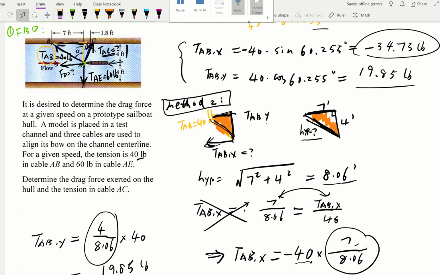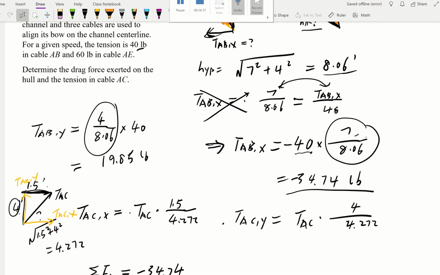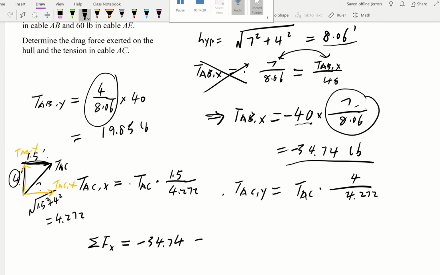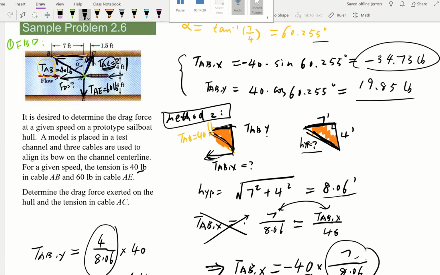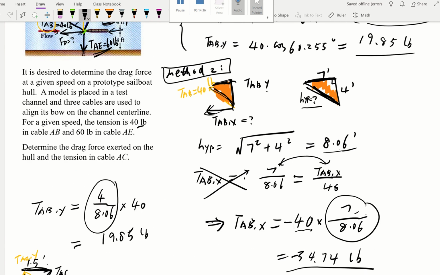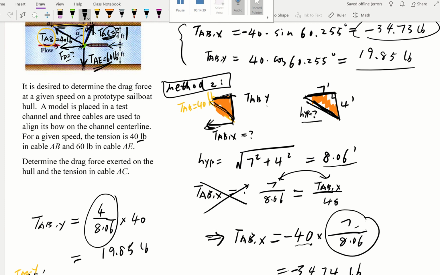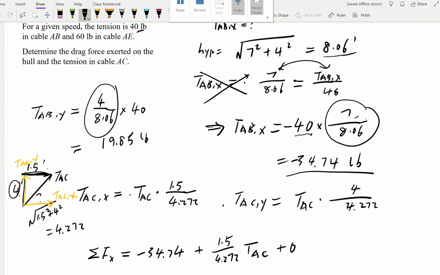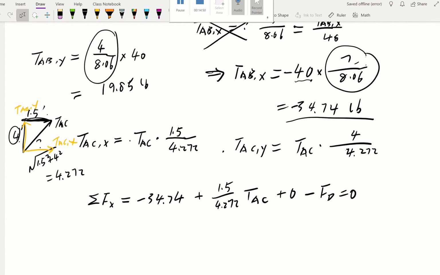Since TAB is known, we have an exact number for the X component. Now we're going to move to TAC. TAC, we just have an expression right here. It's going to be plus 1.5 over 4.272 times TAC. Now let's look at the next force, TAE. TAE is going downward, so there's no X component, so that'd be plus 0. Then the last force is FD. FD is what we're solving for, we do not know it, and it's going to the left. It's dragging the flow, so it's negative FD. That equals 0. So in this equation, you account for all the X components of the 4 forces.